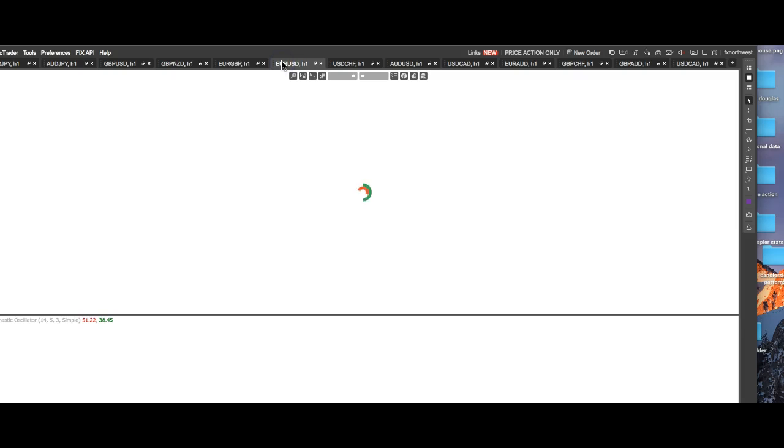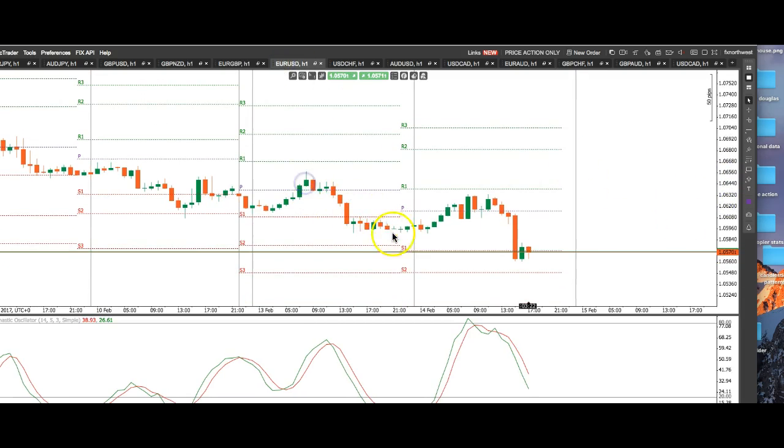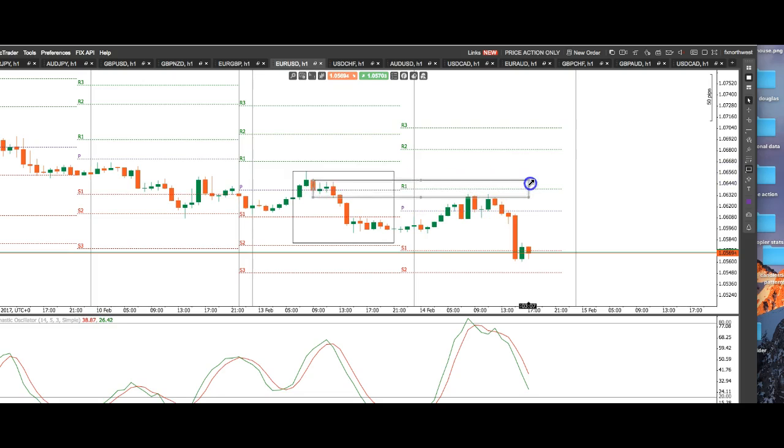That's something with Euro USD. Well, the market sold off on Monday, right here. Here's the Monday sell-off, and here's Turnaround Tuesday. And then it retested R1, the resistance level. So we exited up at these levels and the market turned around.